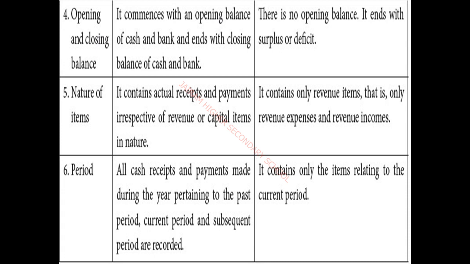Then nature of items, what are the items will be recorded? It contains actual receipts and payments irrespective of revenue or capital items. ஸோ இதில் வந்து நம்ம ஃபர்ஸ்டே சொல்லிட்டோம், கேபிட்டலாக ரெவென்யூவான்னு பிரிக்க மாட்டோம். எதுவாக இருந்தாலும் it will be recorded, but it should be relating only to cash. ஓகேவா? பட் ஆனால் நீங்கள் இன்கம் அண்ட் எக்ஸ்பெண்டிச்சரில் பார்த்தீங்கன்னா only revenue items மட்டும்தான் பண்ணுவோம், கேபிட்டல்ஸை பண்ண மாட்டோம். That is given, it contains only revenue items, that is only revenue receipts and revenue incomes, okay, and expenses.